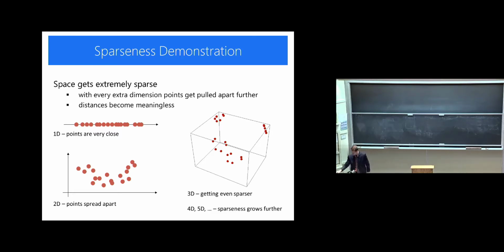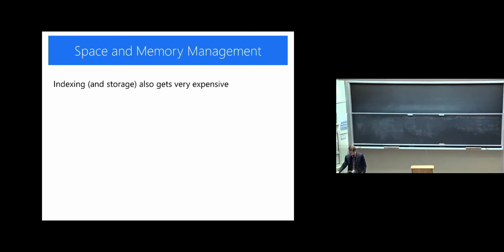Another perspective on this is how to store this data, how to index it, and how to find things once you want to find out where things are. It gets very expensive. Usually what people often want to do, and I see this often in papers, is people propose this.